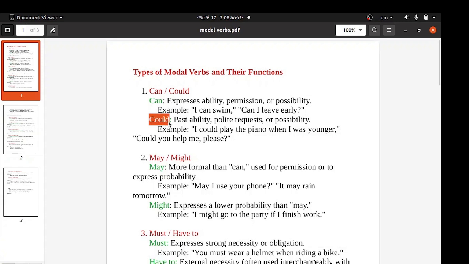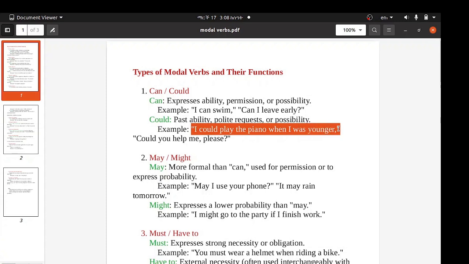The second one is could. Could is used to express past ability, polite request, or possibility. The difference between can and could is that can is present ability, while could expresses past ability. For example, I could play the piano when I was younger. This means when I was younger, I could play the piano. So this is past ability.